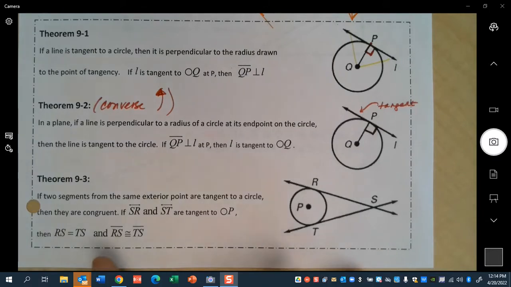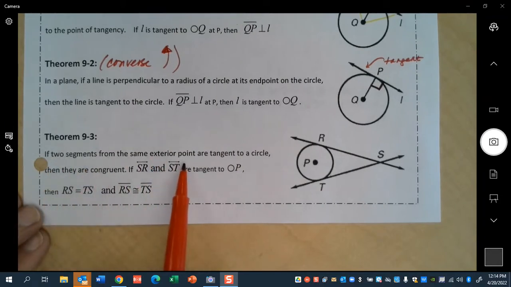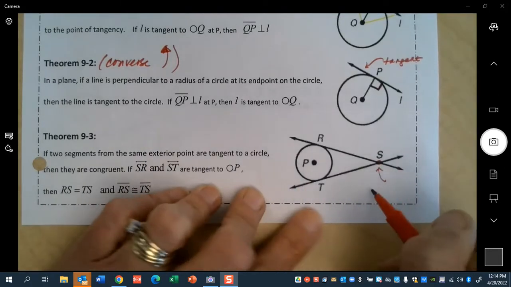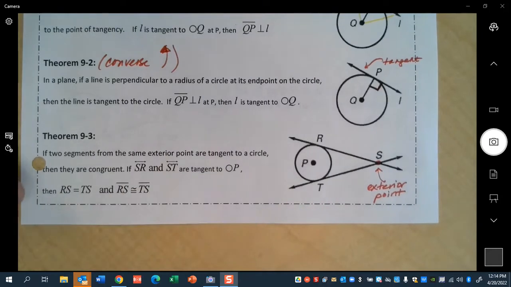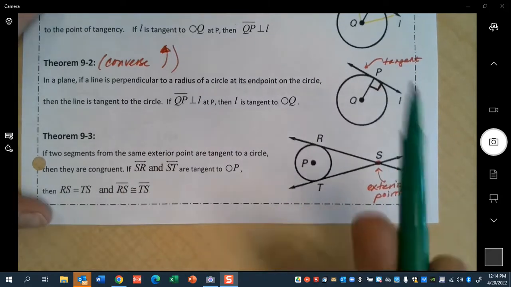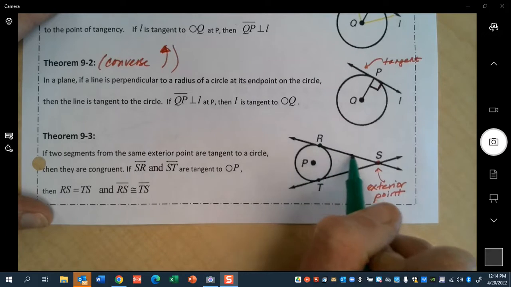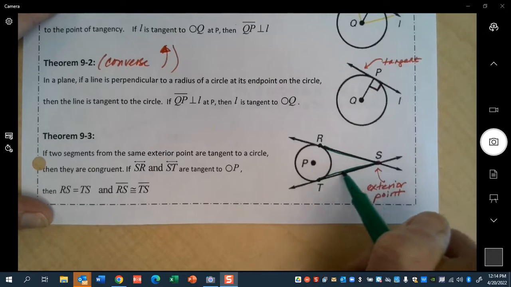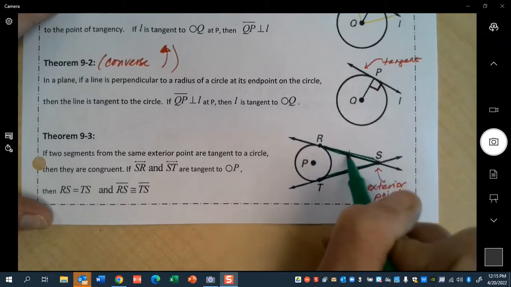All right, so our last tangent relationship is if two segments from the same exterior point are tangent to a circle. So here's my exterior point. If two segments from an exterior point are tangent, here's my point of tangency. Then this distance from the point of tangency to that exterior point is guaranteed to be the same.